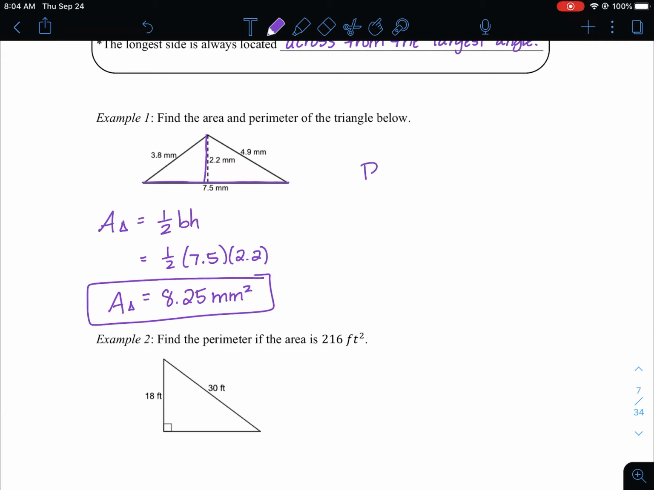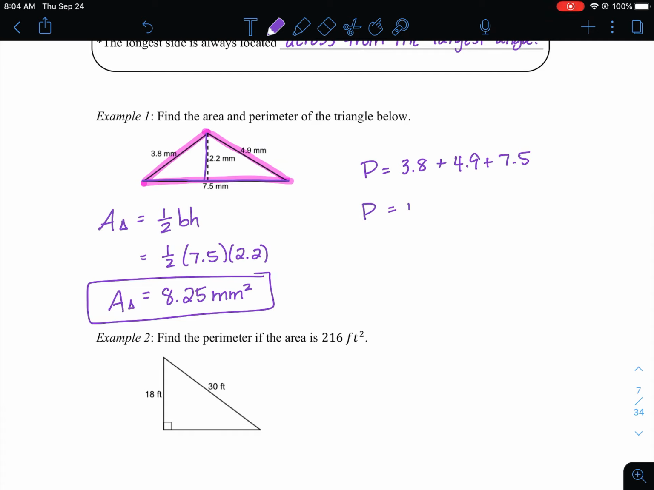Now for the perimeter, we add up all the sides, so that's my 3.8, my 7.5, and my 4.9. That 2.2 is the height. It's not on the outside of the triangle, so we don't include that. So 3.8 plus 4.9 plus 7.5 gives a perimeter of 16.2 millimeters. Those two things you guys have probably been doing for a while now, so we're going to challenge ourselves a little bit in the next couple examples, using those formulas in a slightly different way.